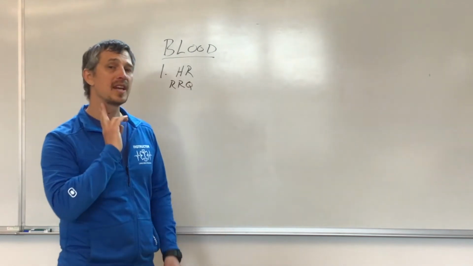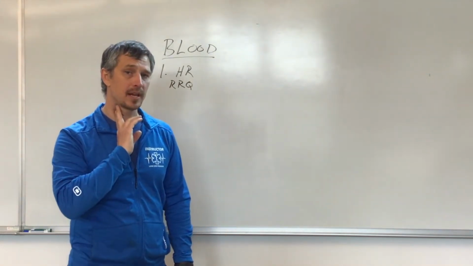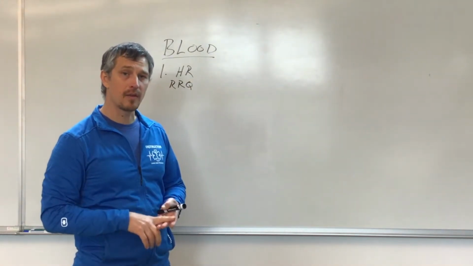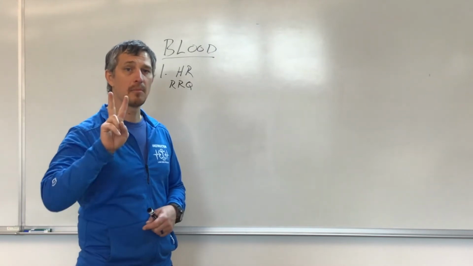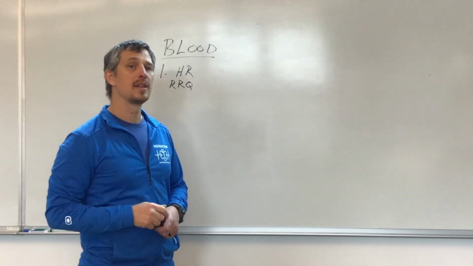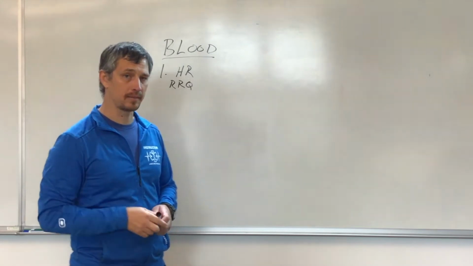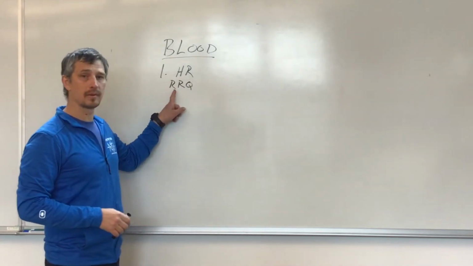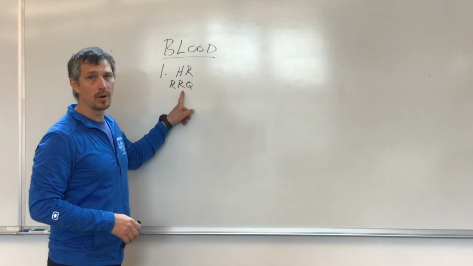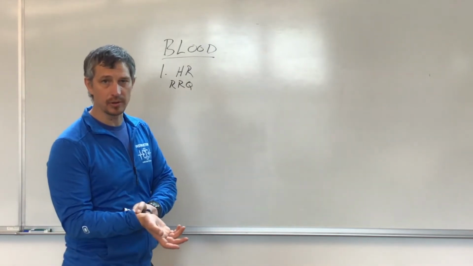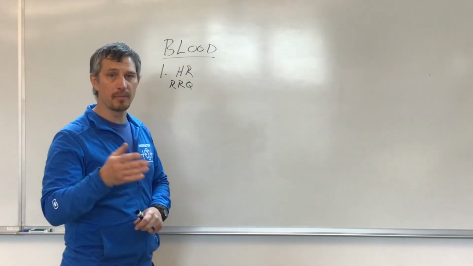So, when we take that pulse, wherever we take it, we're going to count it out for 30 seconds and multiply that number by 2. That gives us our beats per minute. That's our rate. For our rhythm, we're going to feel that pulse and feel the rhythm of the pulse.